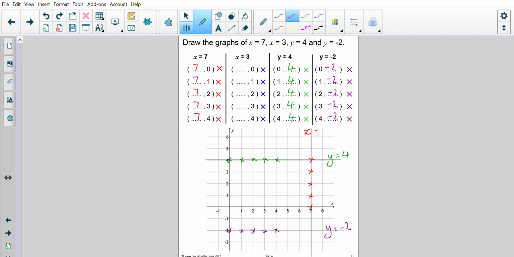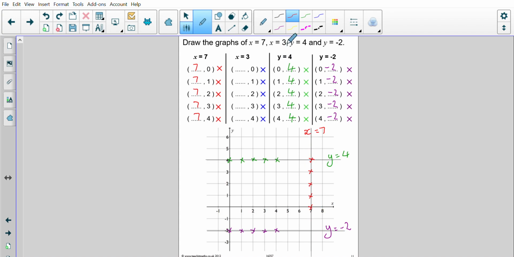Let's label it x equals 7. So we can see now that a line that's x equal to a number is actually a vertical line, which makes it parallel to the y-axis, and it goes through 7 on the x-axis.